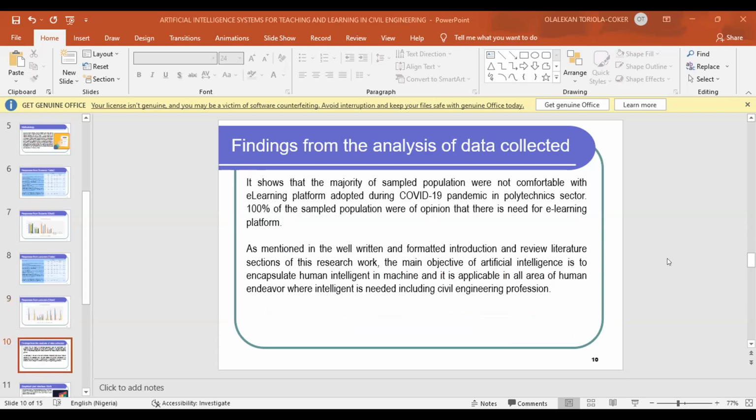The findings from this analysis of the data collected show that the majority of the sample population were not comfortable with the e-learning platform adopted during the COVID-19 pandemic. In the polytechnic sector, 100% of the sampled population were of the opinion that there is need for an e-learning platform. But as mentioned in the introduction and literature review of this research work, the main objective of artificial intelligence is to encapsulate human intelligence in machines, and it is applicable in all areas of human endeavor where intelligence is needed, including civil engineering professions.